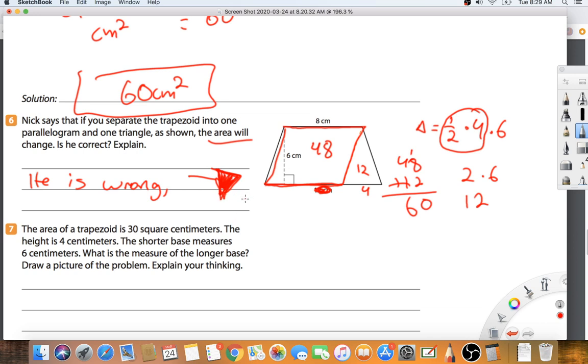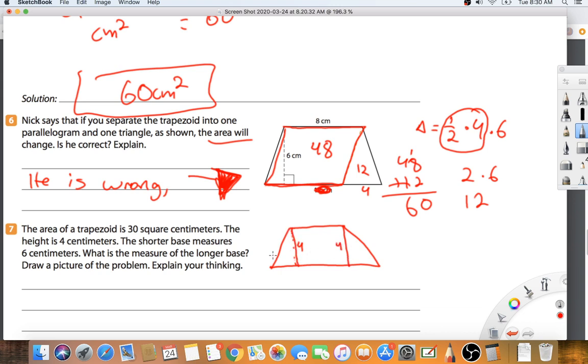Now, number 7 says the area of a trapezoid is 30 square centimeters. So this time, we're not finding the area. They just give us the area. Now, it says that the height is 4 centimeters on this trapezoid. So let's go ahead and actually draw it out. So they said that this trapezoid has a height of 4 centimeters. So this right here is 4. That means my two triangles are going to be 4.